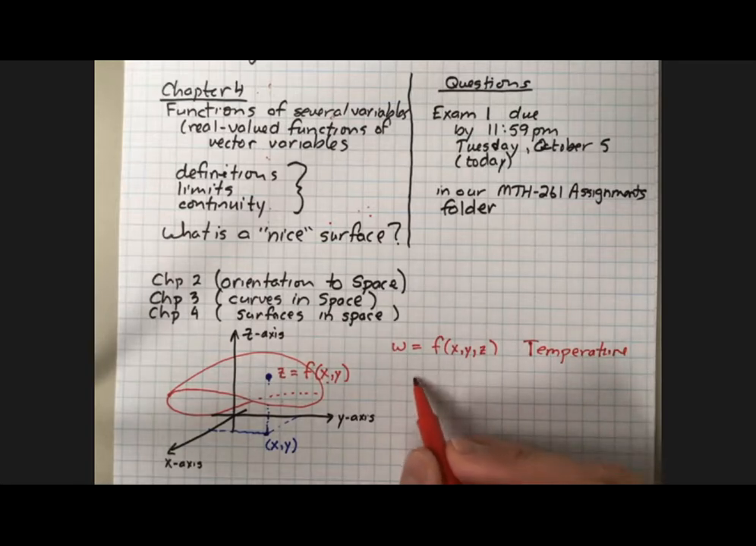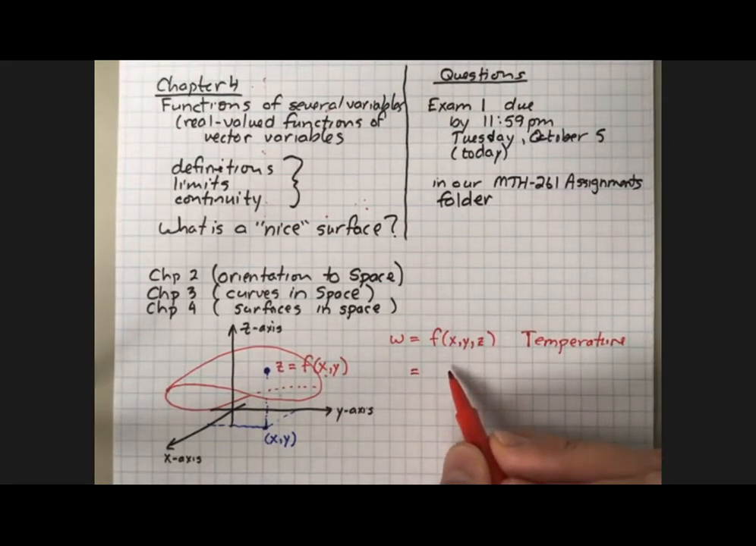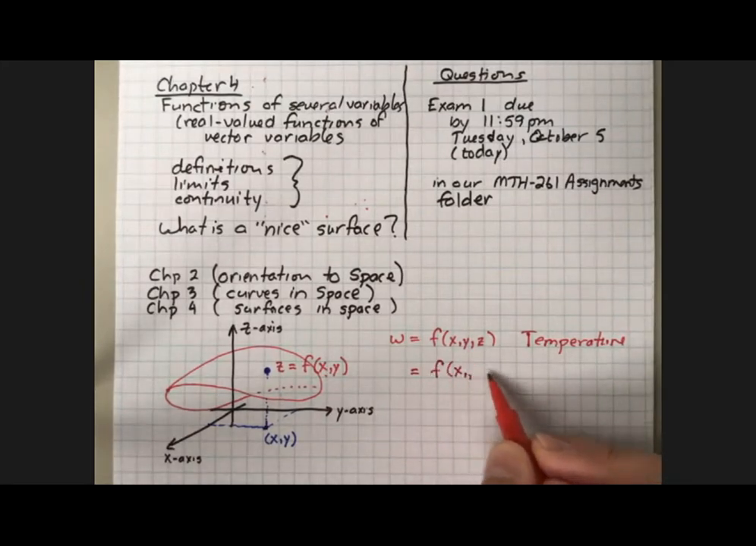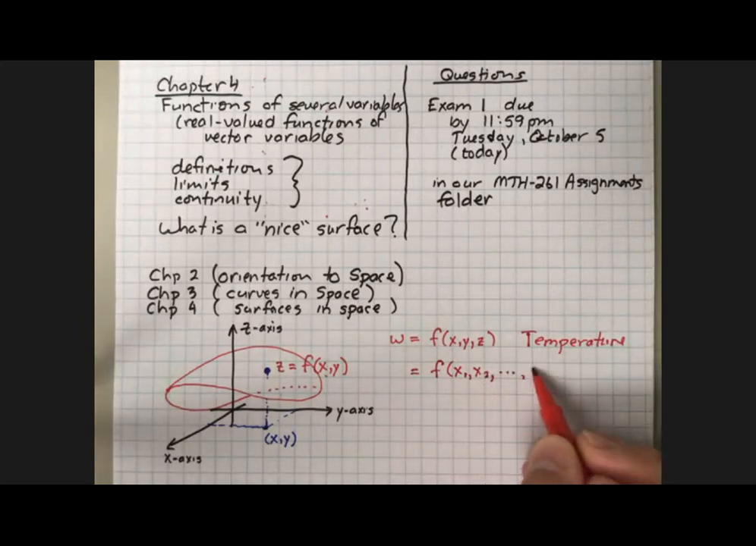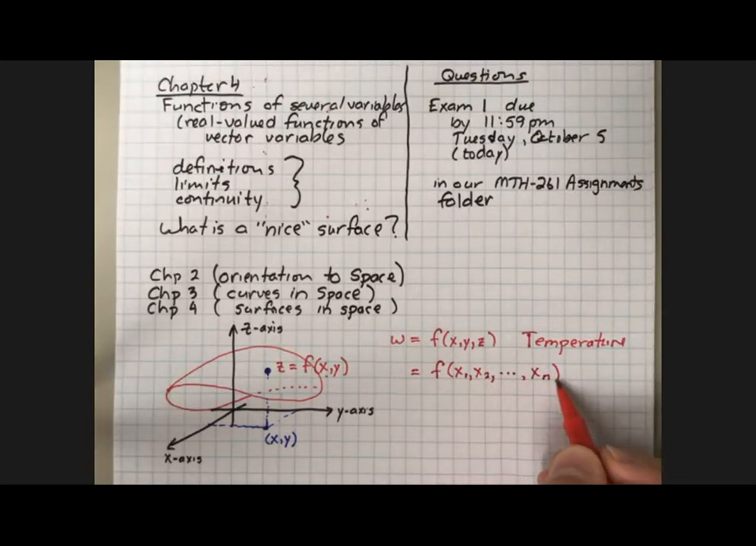But I do not want to be prejudiced about the number of variables at all. So when mathematicians want to say that to you, remember, you can have as many independent inputs as you like. They say it like this: f of x1, x2, all the way up to xn. Now these are n independent variables, and I'm not going to make any commitment to you as to what the n is. The n could be 2 or 4 or 10 or 100.